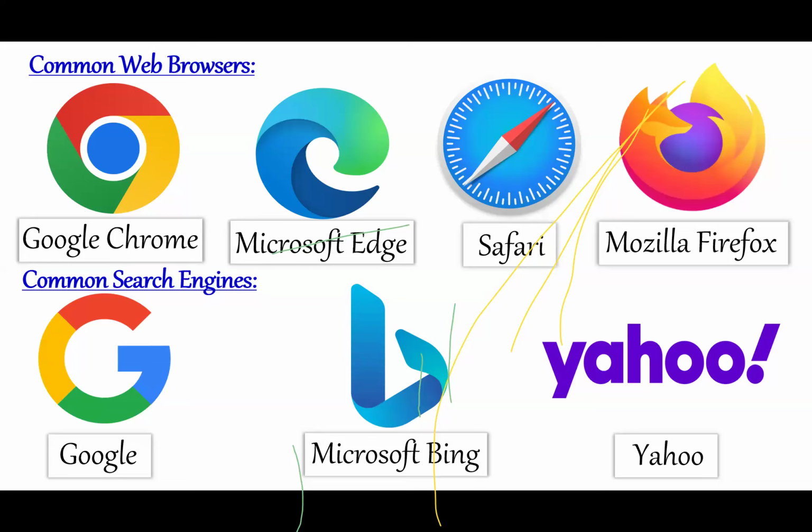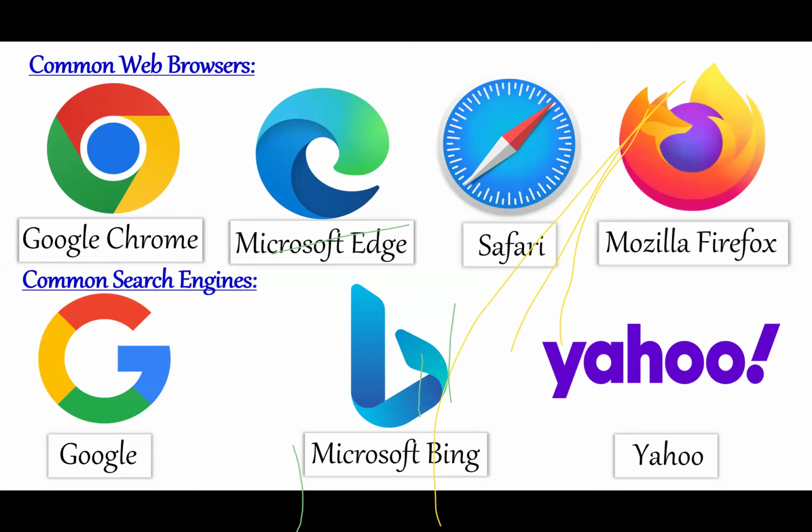So to summarize this, we can say the key difference is that a web browser is the software used to access websites. That is Chrome, Microsoft Edge, Safari, and Mozilla, while a search engine is a tool within the browser that helps users find information. That is Google, Bing, and others.